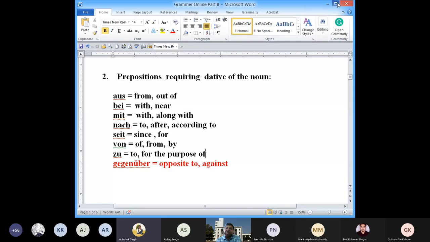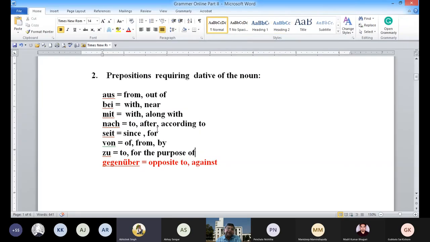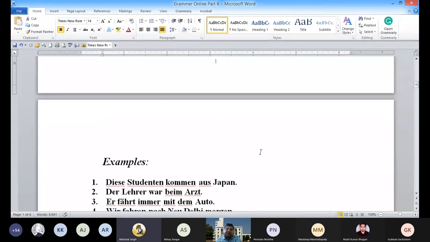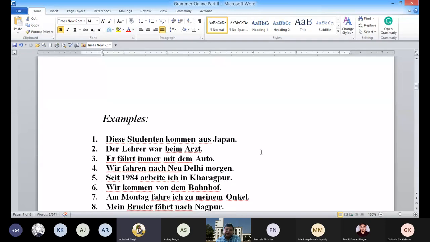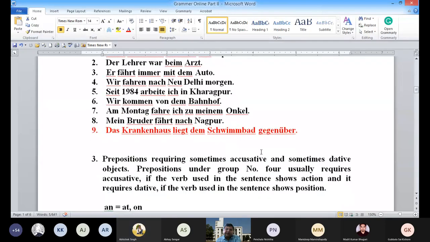Yes, sir. So you understand this difference. What is the meaning of Gegenüber? As you can see here, it is written: opposite, opposed to, or against. We use it as a postposition, exactly. So one has to remember that Gegenüber comes after the noun. That's why it is called a postposition, just like in other languages.